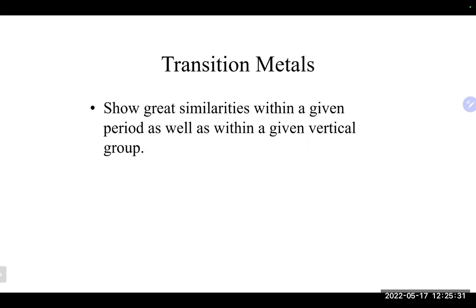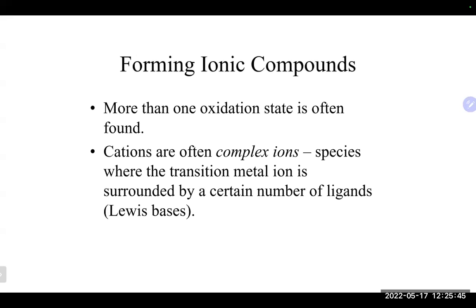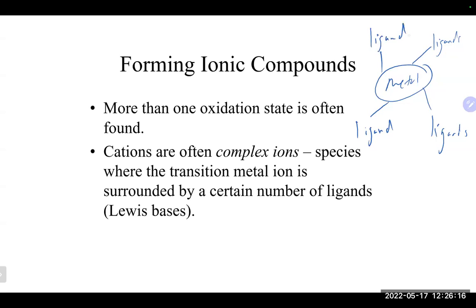So transition metals do show very great similarities within a given group on the periodic table. So guys that are grouped together do have very similar characteristics. When they do form ions, they can form more than one oxidation state. A lot of times complex ions, which is a metal in the middle and a bunch of ligands that are attached to it, form these what are referred to as complex ions. And a lot of times the metal in the middle is a transition metal.